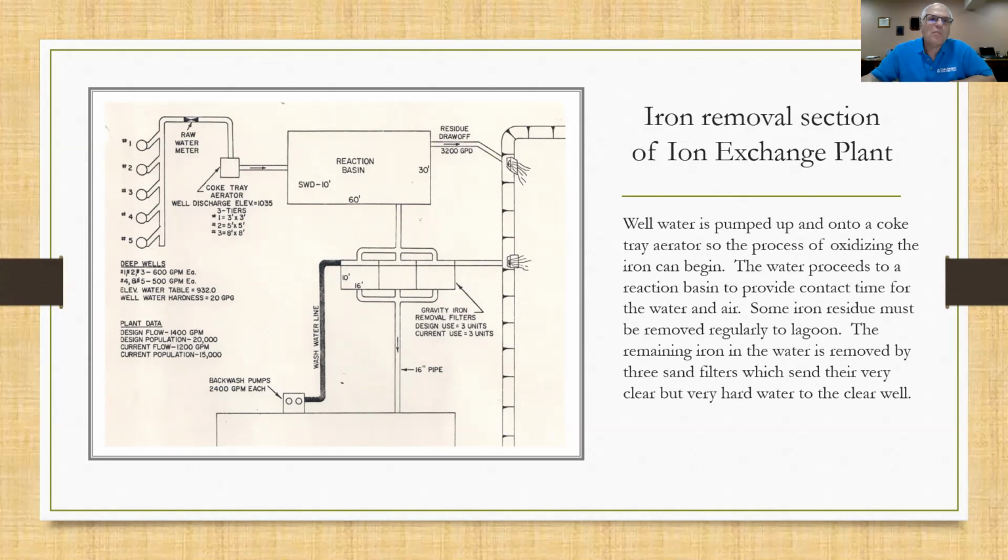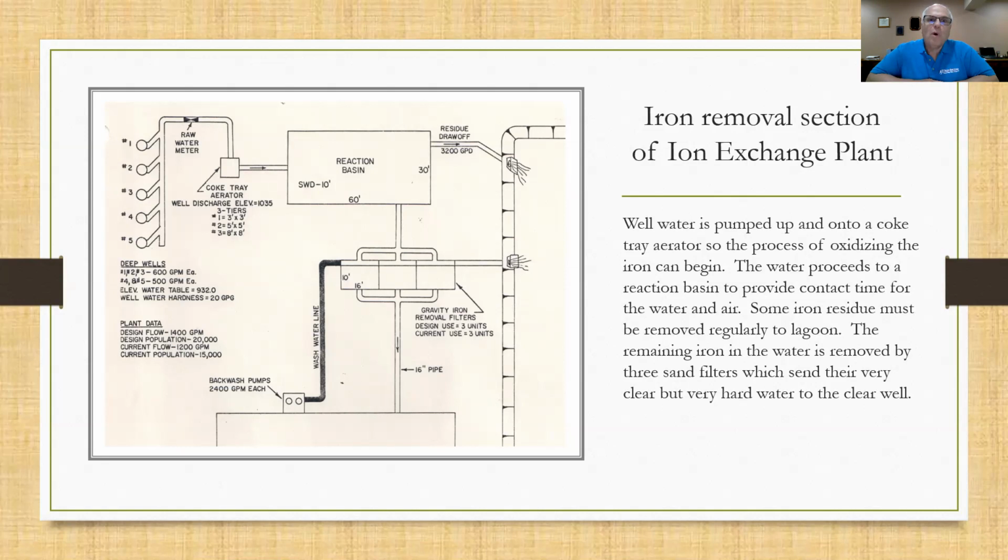Anyway, after the water went through the coke tray aerator, it went into the reaction basin that provided some detention time for you to oxidize the iron out of the water and let it settle out. So periodically you would have to draw off the residue at the bottom of the reaction basin and send that iron waste to a lagoon, as you can see there. And there are several discharge points into that lagoon, and I'll cover all of them.